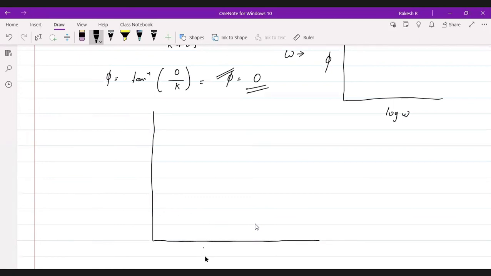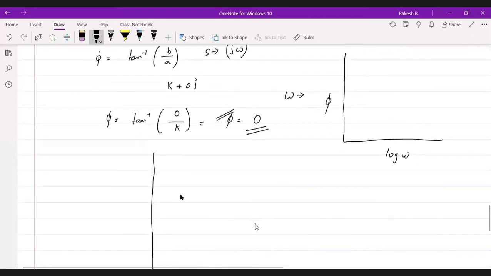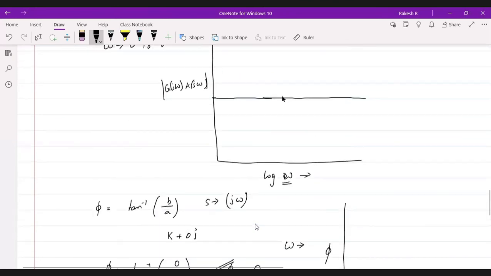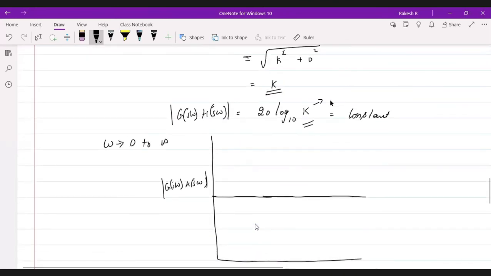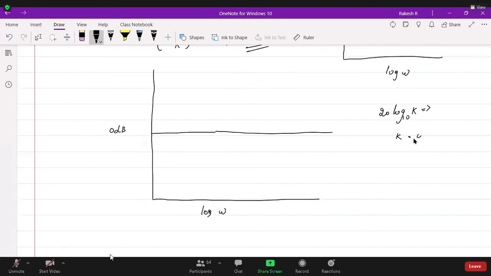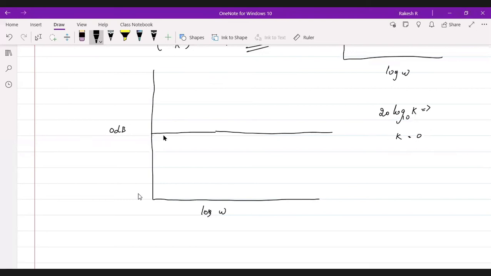That is log omega. No issues. So first, when you get a 0 dB, that is a constant value 0 here, which means the value of k is 0. When the value of k is 0, that is 20 log k base 10. When the value of k is 0, what happens? That will be a 0 dB line here.